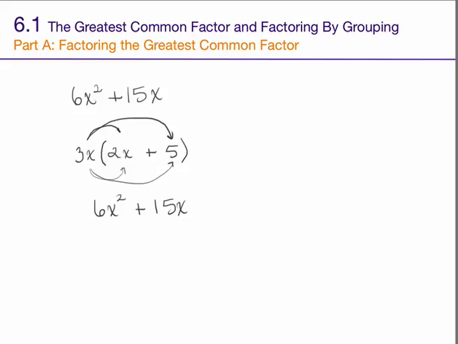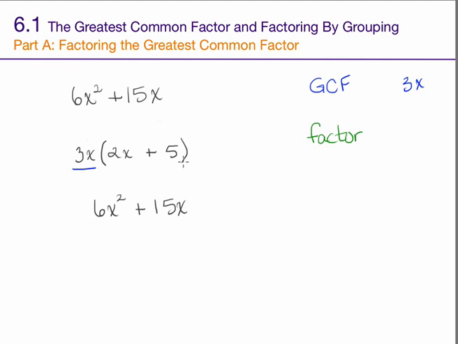There's a little bit of vocabulary you need to know about here. 3x is the greatest common factor of 6x squared and 15x. The greatest common factor in this example is 3x. But a factor, in general, is just one of the things that you multiply by something else to get a product. So sure, 3x is a factor, but there's another factor here. It's 2x plus 5. Because these are the two things I multiplied together to get this whole product.